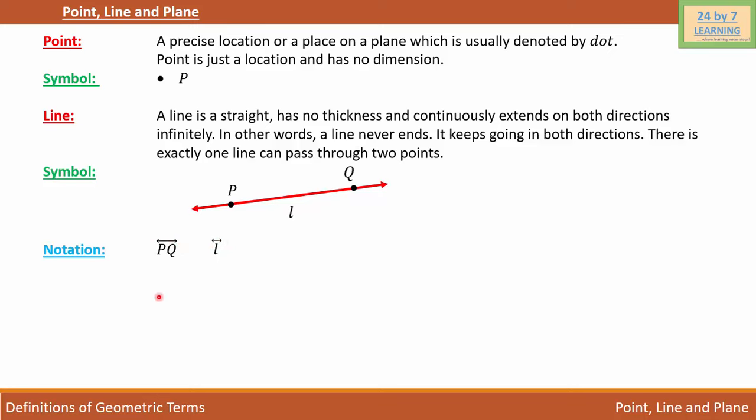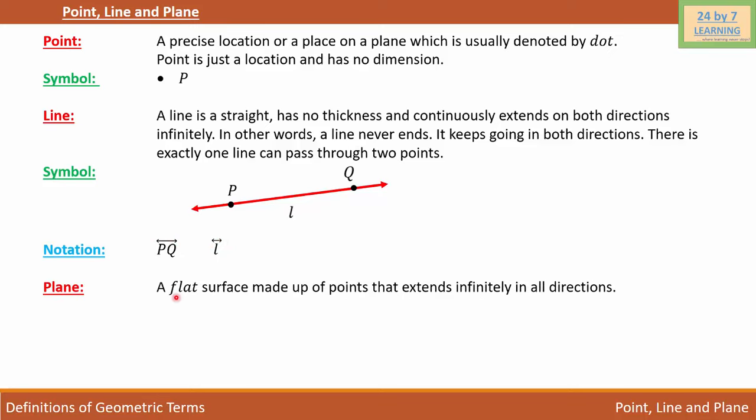Our next definition is plane. A plane is defined as a flat surface made up of points that extends infinitely in all directions. So basically a plane surface or a flat, which can be like a cardboard or a paper, that keeps going in both directions infinitely, and that is basically a plane. In order to define a plane, I'm going to consider a plane. So this is my plane M.